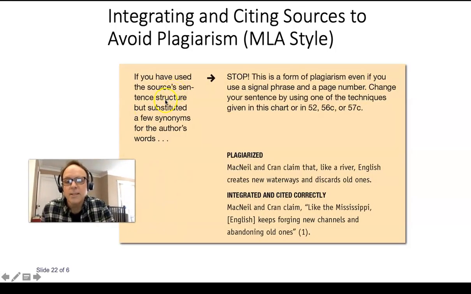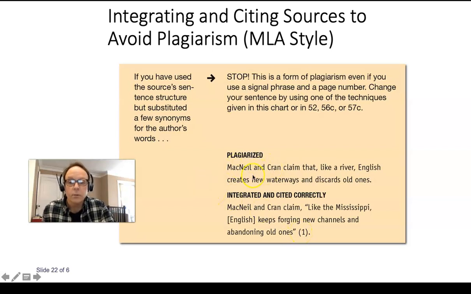All right, so let's look. If you have used the source's sentence structure, but substituted a few synonyms, and notice it says, stop, exclamation mark. This is a form of plagiarism. Even if you use a signal phrase and a page number, you can't just take out 1 or 2 words, right? So here's a plagiarized version. McNeil and Cran claim that, like a river, English creates new waterways. So they just put a couple of synonyms and they gave credit, but that's still kind of plagiarism. It's better just to go ahead and integrate and cite correctly. Quote, like the Mississippi, English keeps forging new channels. And it's just better to use that.